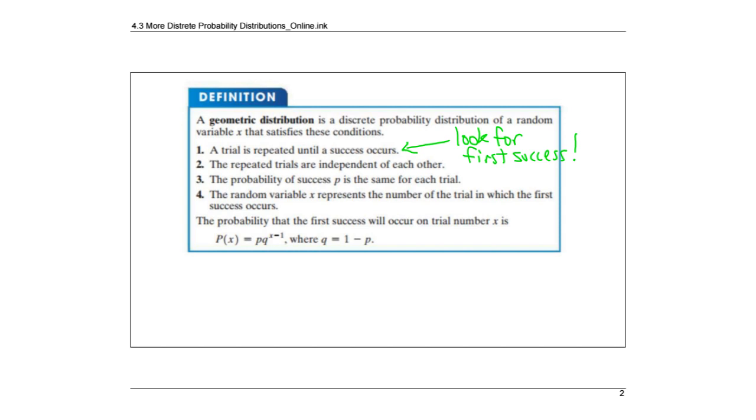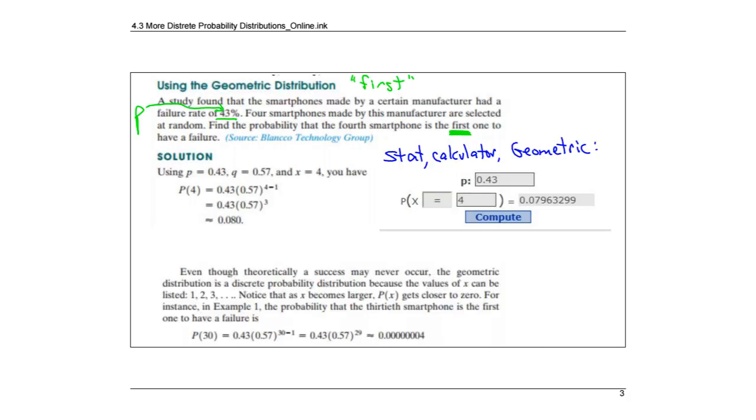The probability of success has to be the same for each trial. That's been true with the binomial as well. And then we're going to have a random variable x that's going to tell us what we're looking for when we want that first success to happen. Now, we are not going to be using these formulas because we're going to let StatCrunch do the work. With a geometric distribution, we're going to be looking for that word first.